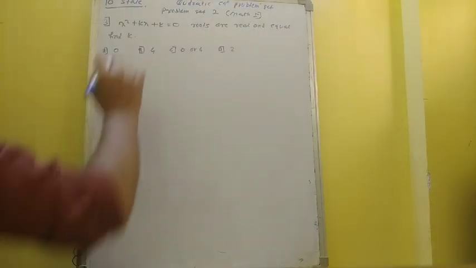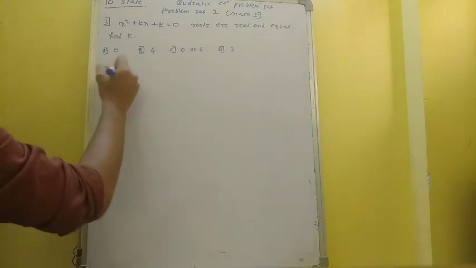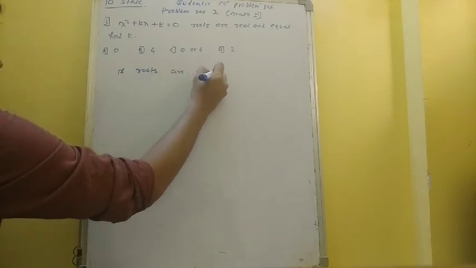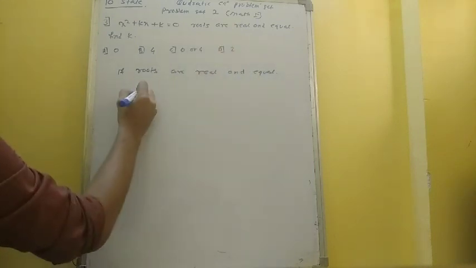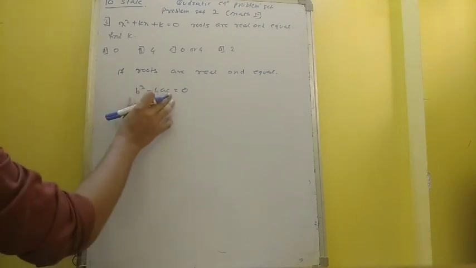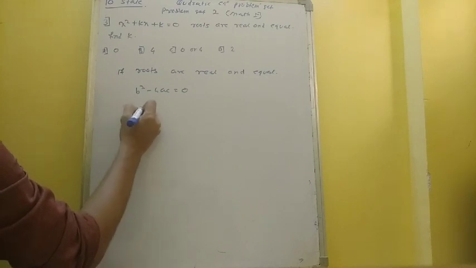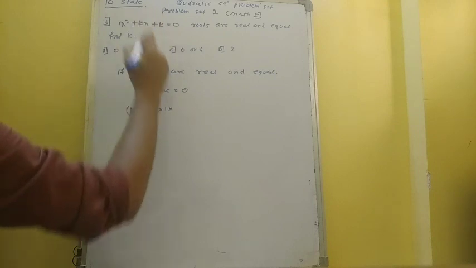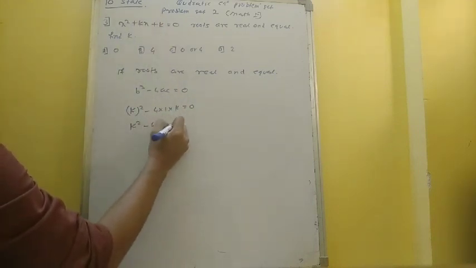Okay, in the third question, we have a quadratic equation. It is given that roots are real and equal. See, if roots are real and equal, therefore we can say b square minus 4ac is equal to 0. Okay, nature of the roots is equal to 0. So what is b over here? We have k square minus 4 into a as it is, and c is k is equal to 0. So k square minus 4k is equal to 0.